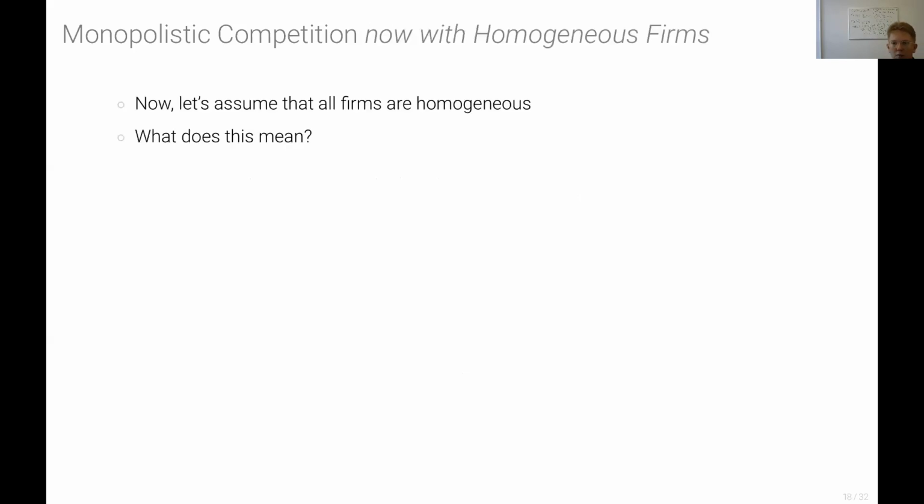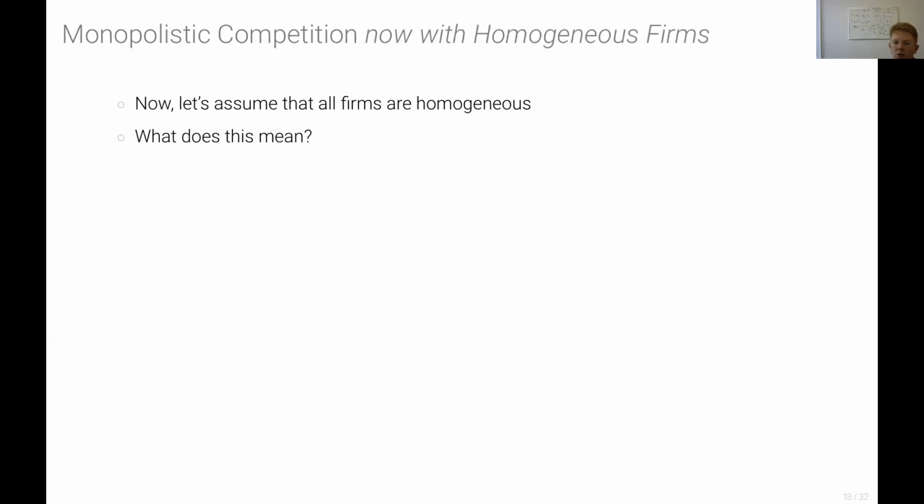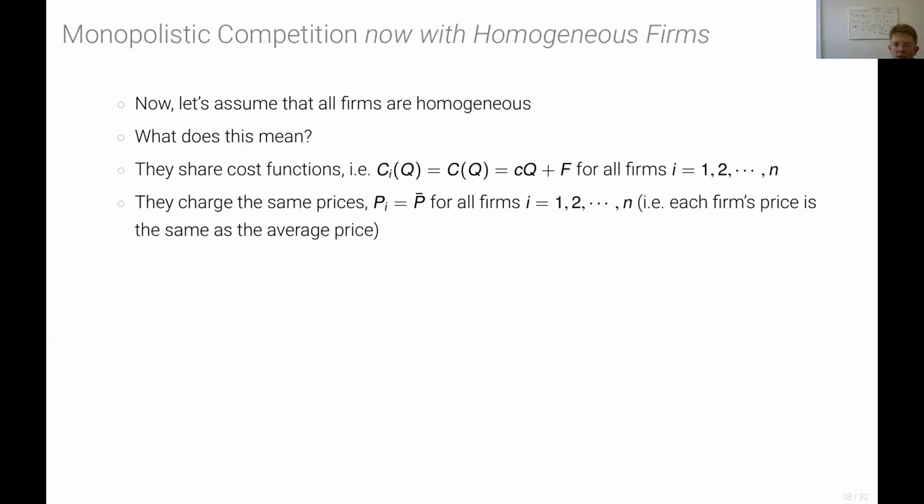Everything we've done so far has assumed that firms are not homogeneous. Now we're going to assume that firms are homogeneous, so it's helpful to specify what that means. First, they have the same cost functions. Everything in the cost function that was a function of i I can now take out. There's one marginal cost for all firms and one fixed cost for all firms. If they're homogeneous, they also charge the same prices, so P_i is just equal to the average price for all firms. And finally, they produce the same quantities.